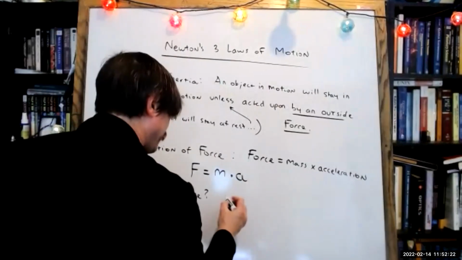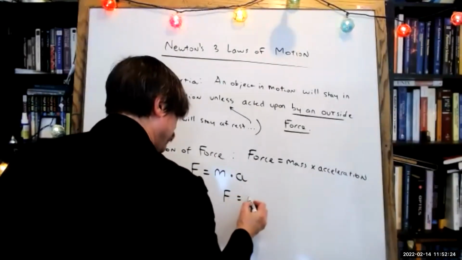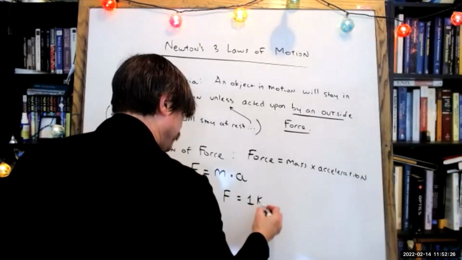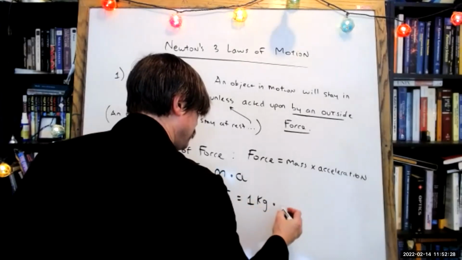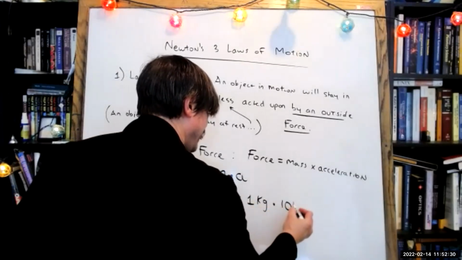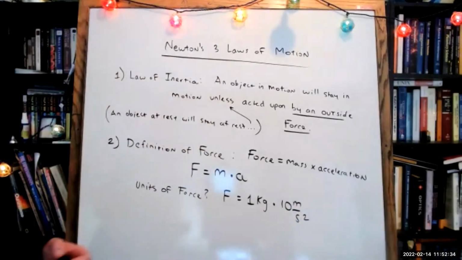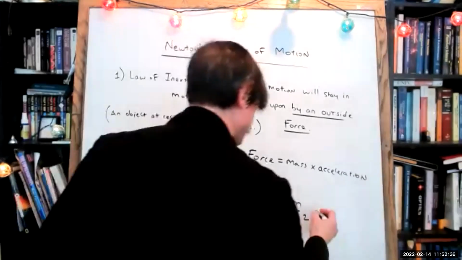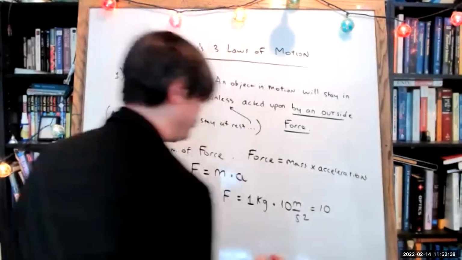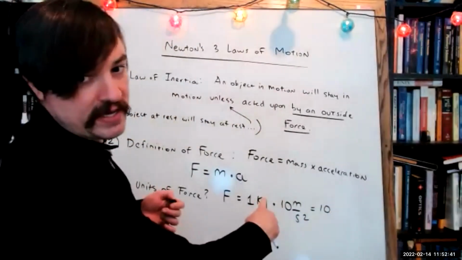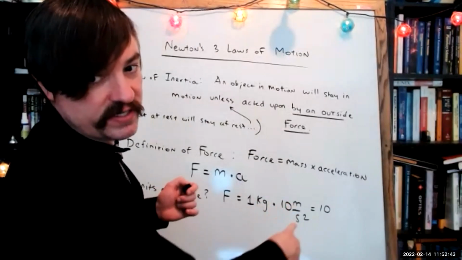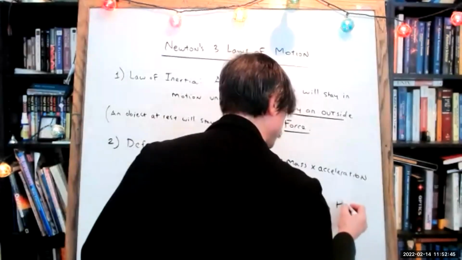So let's assume that we had a force which was a 1 kilogram mass multiplied by g, which is 10 meters per second squared. Let's see, 1 times 10 would give us 10, and the units would be kilograms times meters divided by seconds squared.